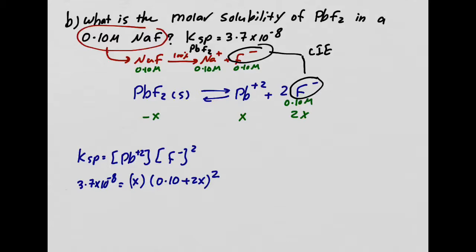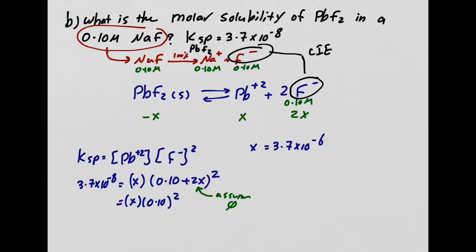So then I can do this now. You can assume x is 0 here, because it's very, very small compared to 0.1. That makes your life a little bit better. So then it just becomes x times 0.10 to the power of 2. Don't forget that. So if I solve for x, I get 3.7 times 10 to the minus 6 molar solubility of lead 2 fluoride.